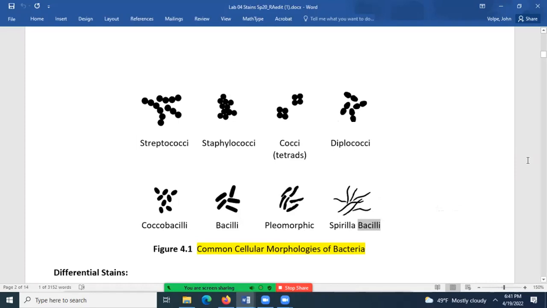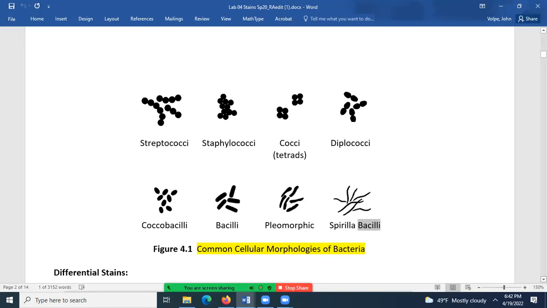Most cells are monomorphic. They take on one shape. All cells are cocci, but you can get cells which are pleomorphic, and they take on different shapes, as shown here. You can also have coccobacilli, and that's a cell in between the shape of a cocci and a bacilli.